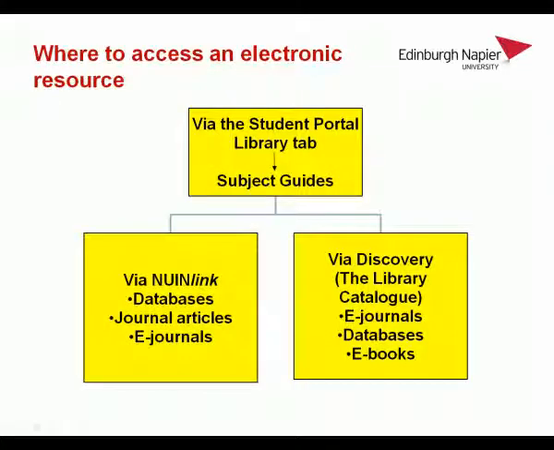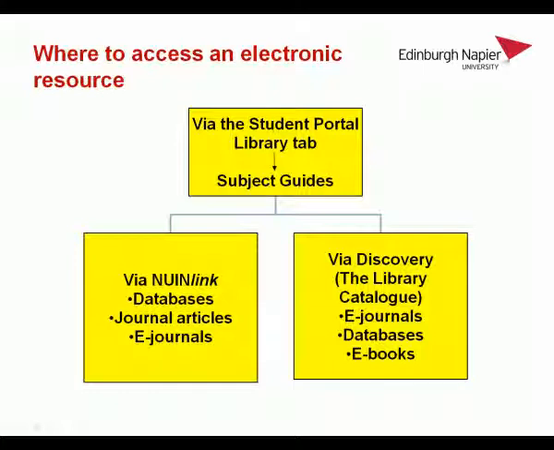To access these electronic resources, the best place for you to go is via the student portal and clicking on the Library tab. When you click on that tab, you can then select Subject Guides. From there you can select the Library Business Wiki. From the wiki pages, we have two library systems.